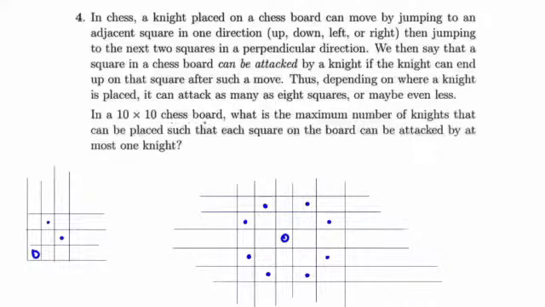In a 10 by 10 chessboard, what's the maximum number of knights that can be placed such that each square on the board can be attacked by at most 1 knight? For these types of problems where you want to find the maximum or minimum of something, you should say the answer is at least what, at most what, and one part is by example, one part is with proof. So which part is by example? Try to say by yourself.